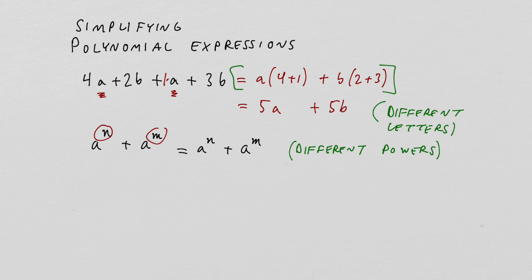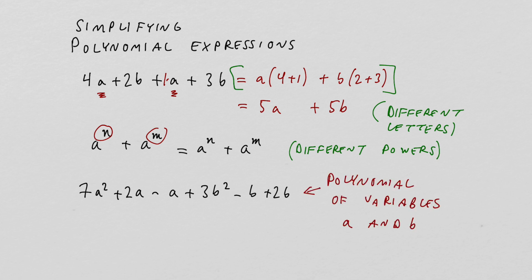So you should not mix up a's and b's, different letters, and you should not mix expressions where you have different powers. Combining these things, we might have an expression like this. This expression is a polynomial of variables a and b. We have a's and b's and their different powers multiplied with some constants and then a sum of those. Such a thing is a polynomial.